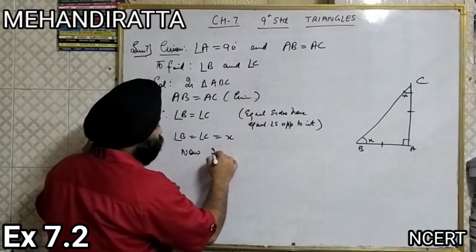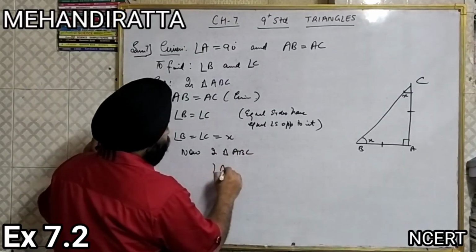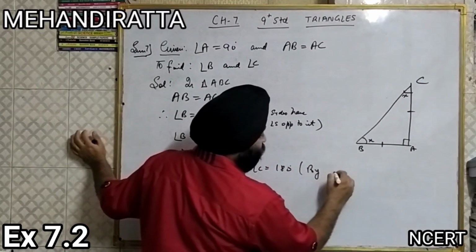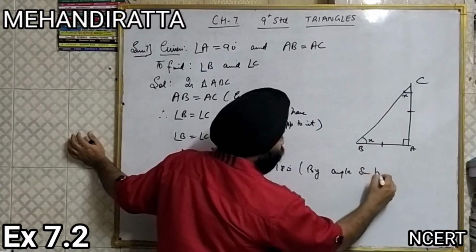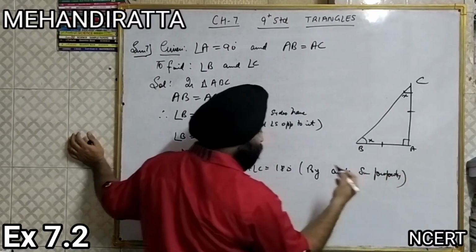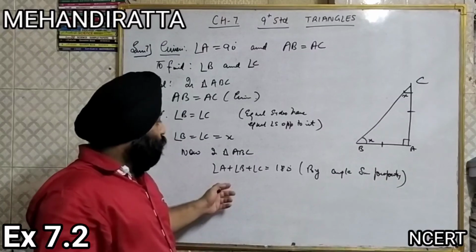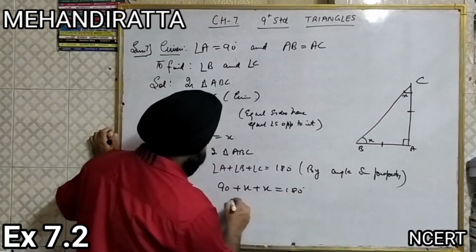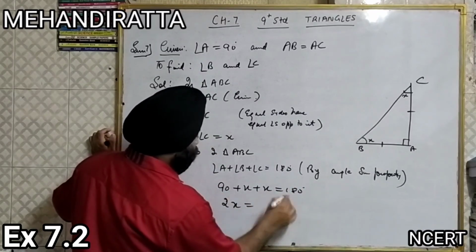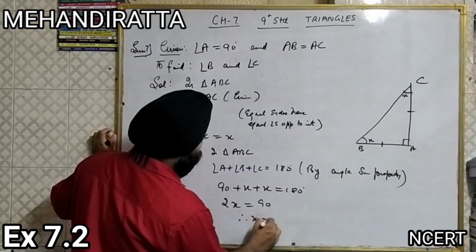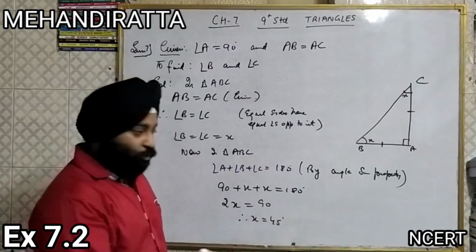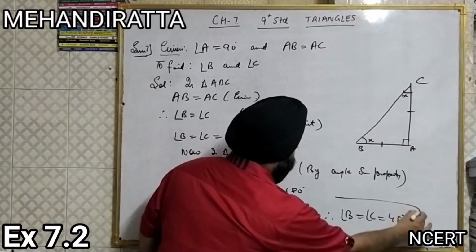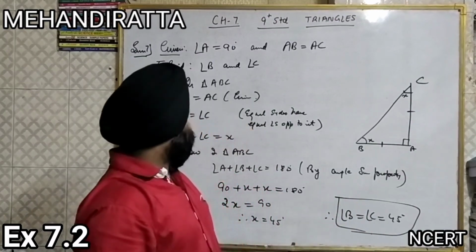Now, in triangle ABC, angle A plus angle B plus angle C is 180 degrees by the angle sum property. Now, angle A is 90 degrees, plus twice X equals 180 degrees. Twice X is 180 minus 90, which is 90. Therefore, X comes out to be 45. Therefore, angle B equals angle C equals 45 degrees.